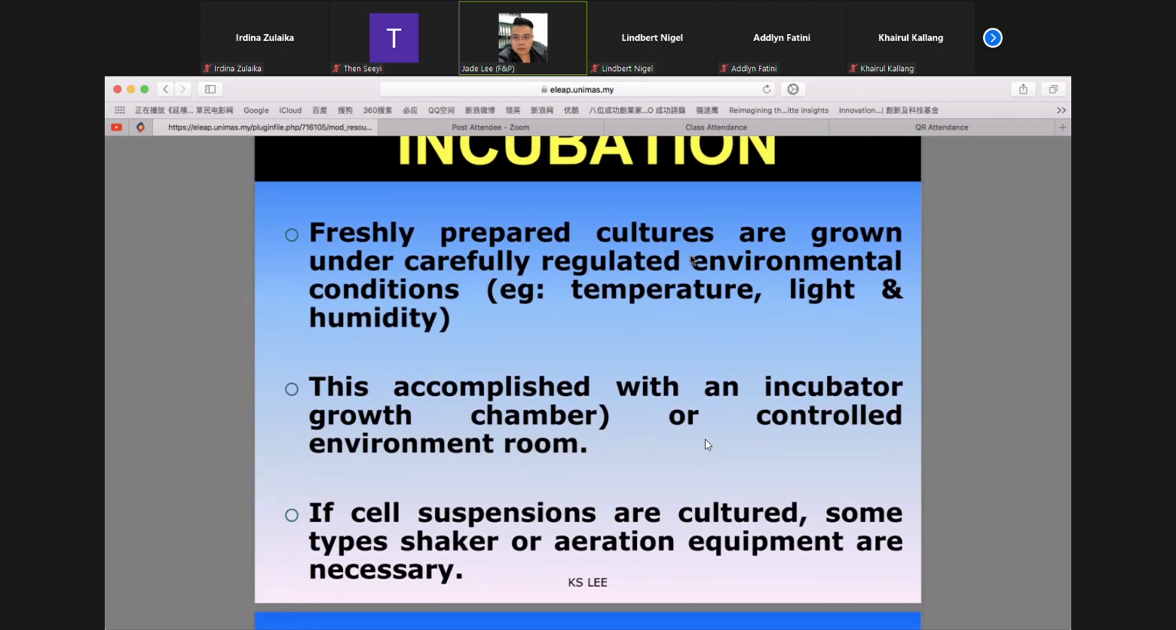You don't need the shaker. But if you culture the suspension cells, you need the shaker and the aeration equipment to make sure that the nutrients and also the gases are evenly distributed to the cells in that culture.